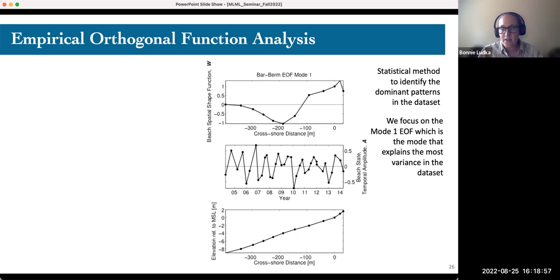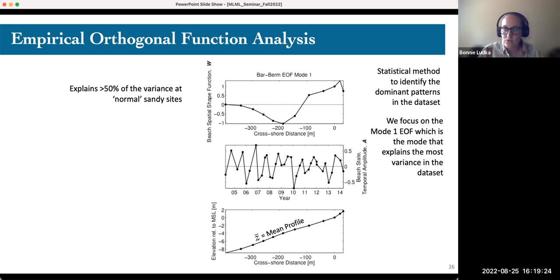And in our case, we're just going to focus on the mode 1 EOF, which is the mode that explains the most variance in the data set. So that dominant pattern in the data set. And in our case, at all of those normal sandy sites, the first mode EOF explains more than 50% of the variance at all those sites. So we feel confident that this really is truly a dominant pattern on our coast.